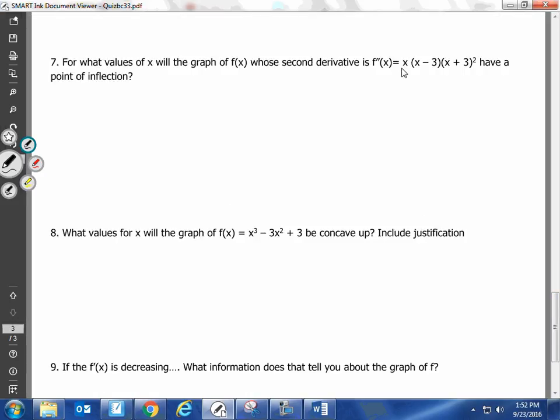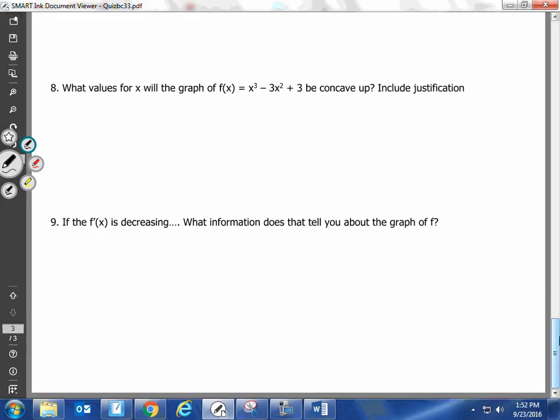When do we have a point of inflection? Check your signs around your zeros. When is this going to be concave up? Second derivative, see when it's positive or negative. If f prime is decreasing, what information does that tell you about the graph of f? You should be able to figure that out. Remember, when f is decreasing, we said f prime was negative.